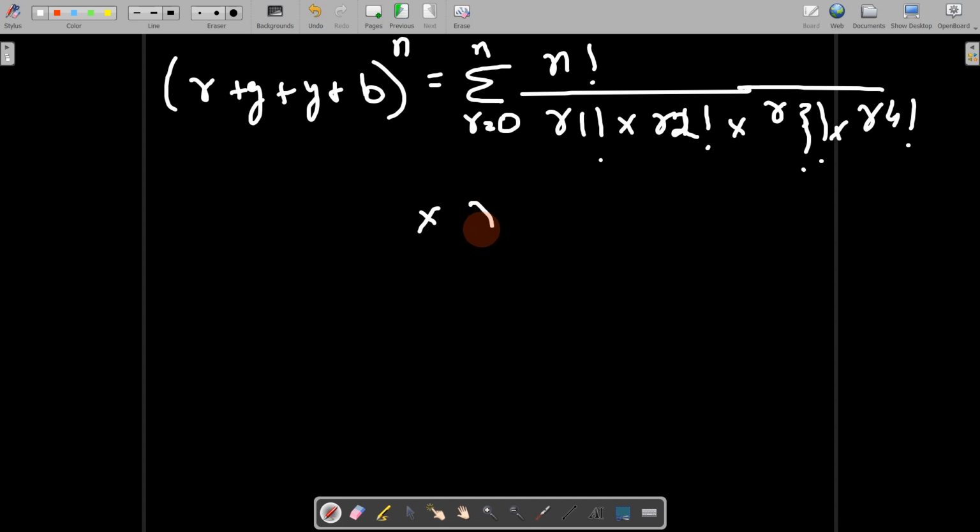So what is the distribution? The red house has R1 students, the green house has R2 students, the yellow house has R3 students and the blue house has R4 students.